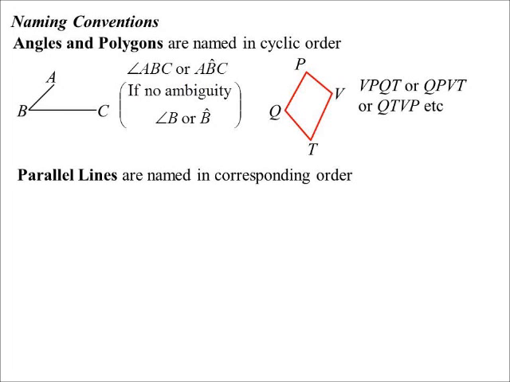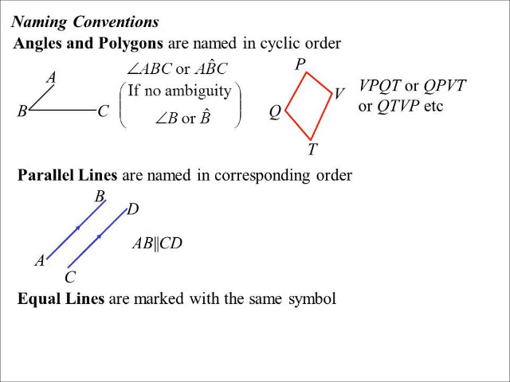Parallel lines. When we name parallel lines, we name them in corresponding order. So there's a couple of parallel lines. For this, I would say AB is parallel to CD. Or I could say BA is parallel to DC. So the way the line's running, we keep it in the same order.